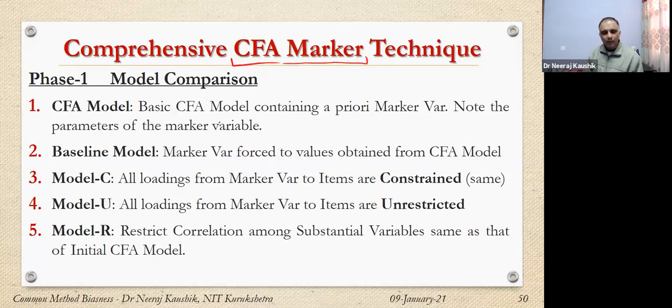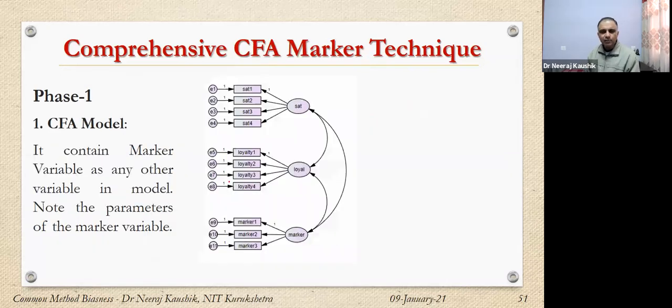Okay, there are 3 phases: the first is model comparison, the second is the reliability decomposition, and the third is the sensitivity analysis. The first phase has 5 steps. First, I will use the marker variable, a priori marker variable that we settled at the time of data collection. Before going ahead with data analysis, take this marker variable as just any other variable. I will run the CFA. This is my step 1.